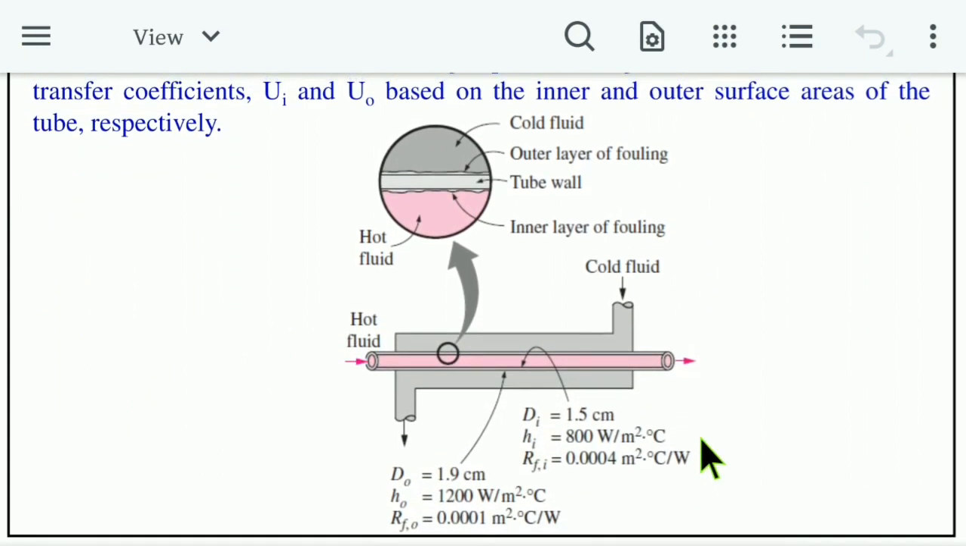There is a picture including all this data from the question. Here comes the cold fluid, outer layer of fouling, tube wall. This is the inner layer of fouling, and here is the hot fluid. So this is an exchanger. Cold fluid comes through this, hot fluid comes through this. D inner is 1.5 centimeter, H inner is equal to 800 watt per meter square degree Celsius, and the fouling factor is 0.0004 meter square degree Celsius per watt for inner, and similarly there is some data for the outer surfaces.